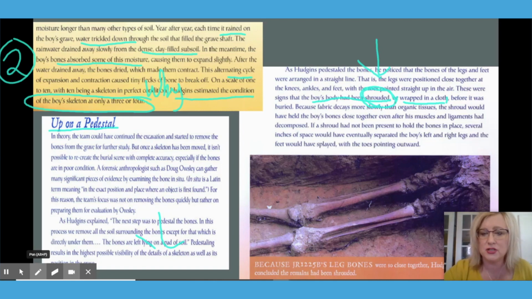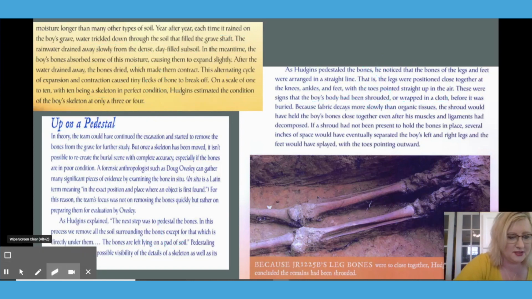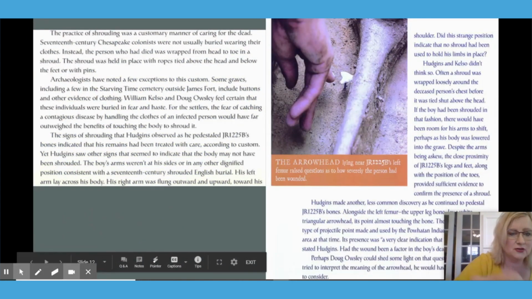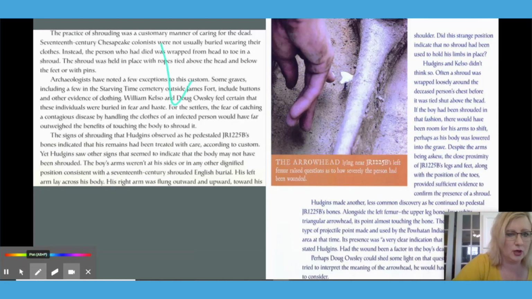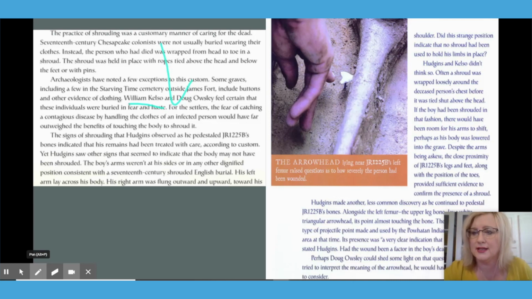So it continues this conversation about shrouding and the location of the leg bones and all of this. And let's move to the next page. And the idea of shrouding continues here all the way through there, and even continuing here. So this could be another good place for a level 2 question where we're talking about the idea of shrouding. And we could say, why did Hudgens and Kelso believe that the skeleton or body or JR1225B's bones had been shrouded?